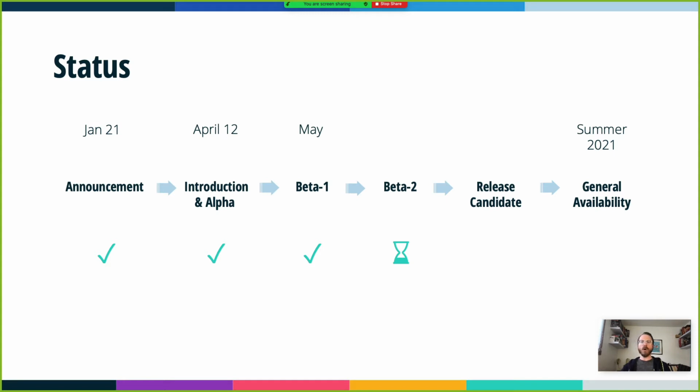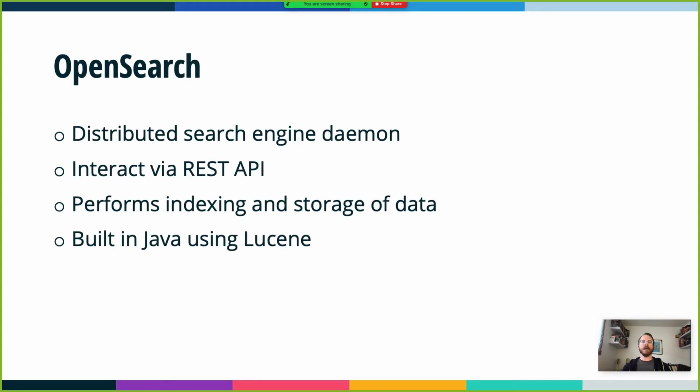Now, just a little bit more about the project. OpenSearch is a distributed search engine daemon. We use that terminology here for a couple of things. It's distributed in the fact that it can exist on more than one physical machine or virtualized machine, so it is not limited to performing its duties on only one machine. It can be sharded out into multiple different pieces, which we'll get to in a little bit as well.